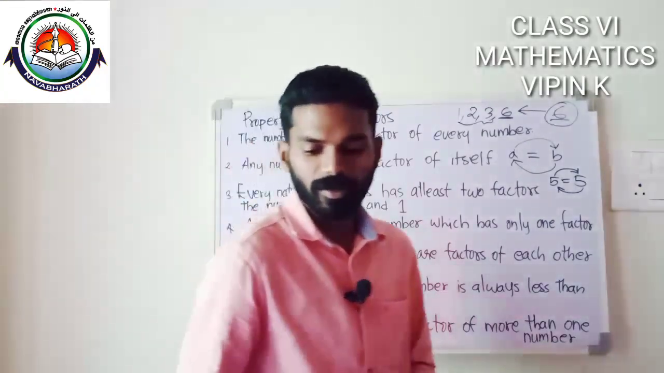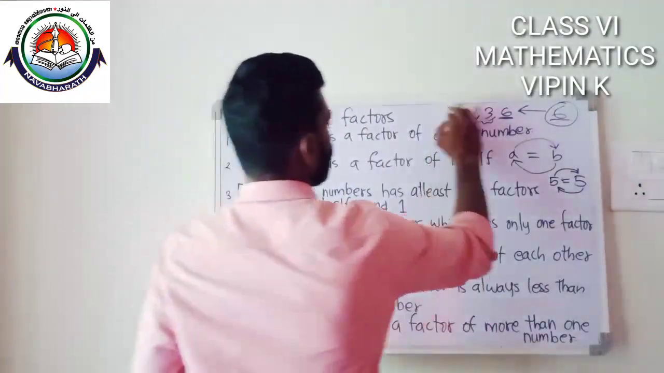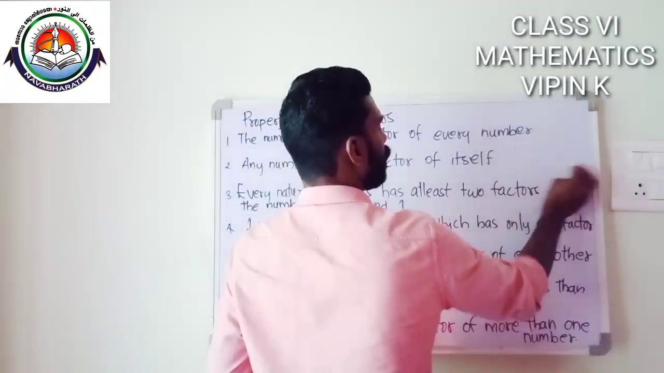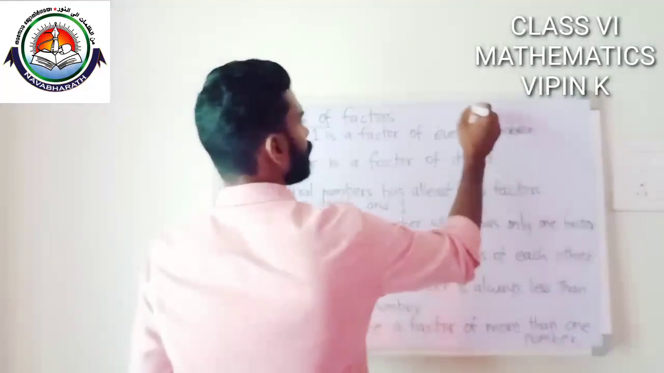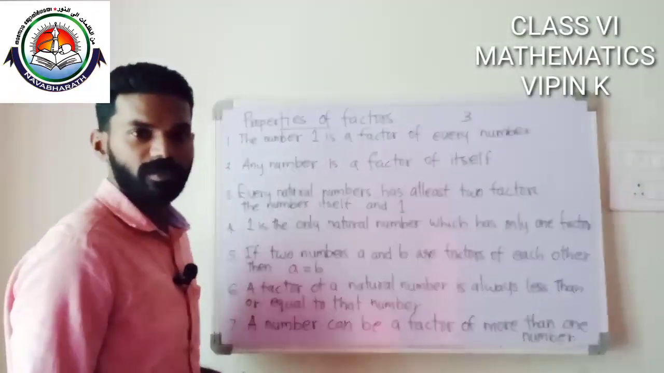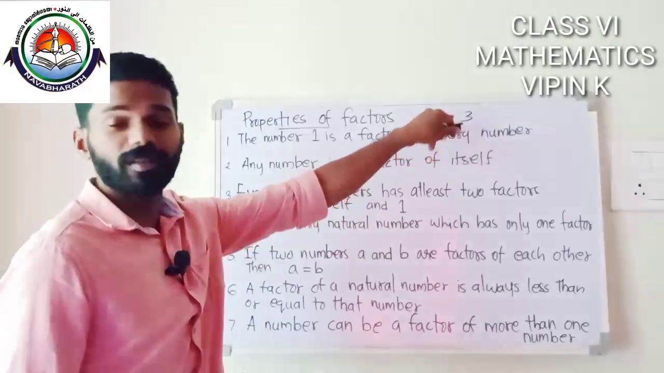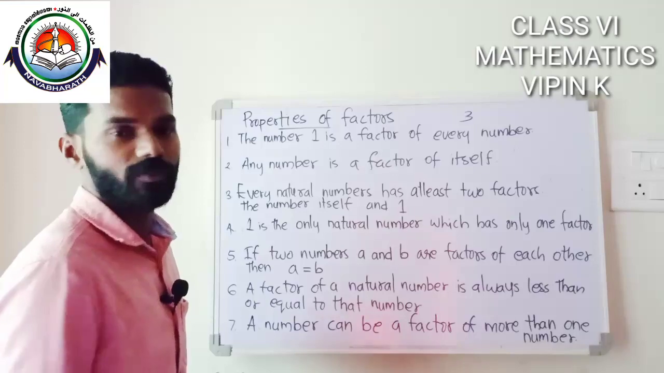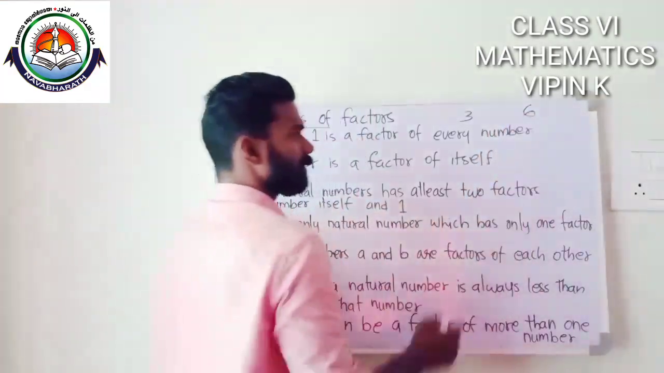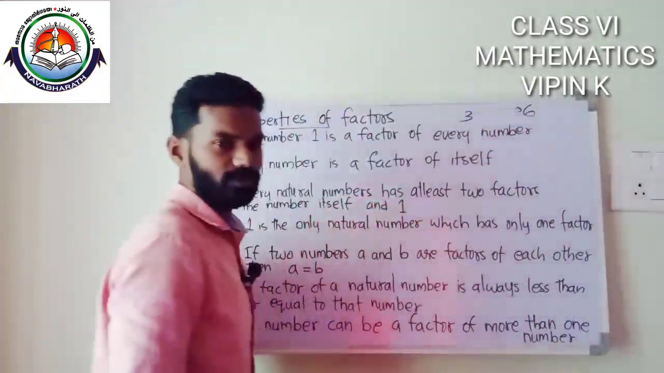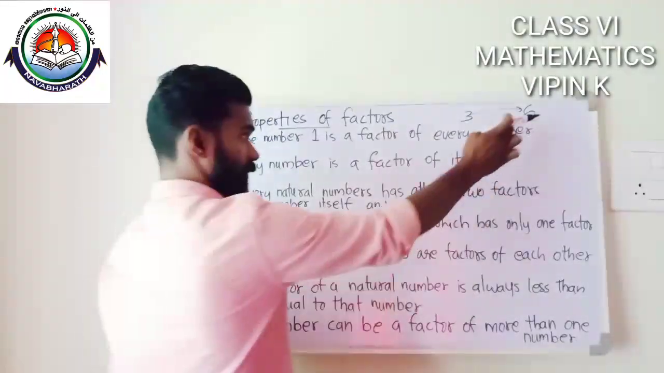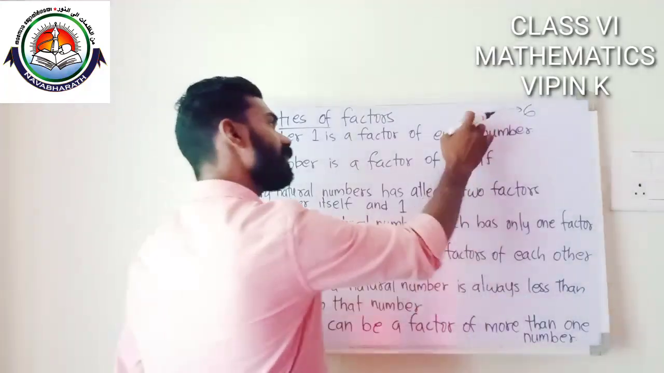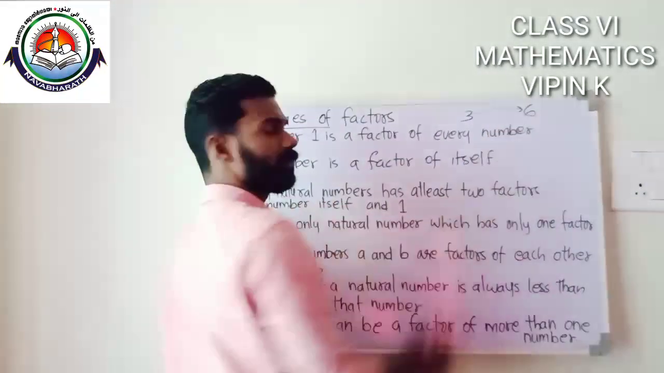Let's check it out by taking an example. Suppose I am taking the number 3, and this number 3 can be a factor of different numbers. One of the numbers is 6. 3 is a factor of 6, as you know, because when 6 is divided by 3, the remainder is 0, or 3 is the exact divisor of 6.